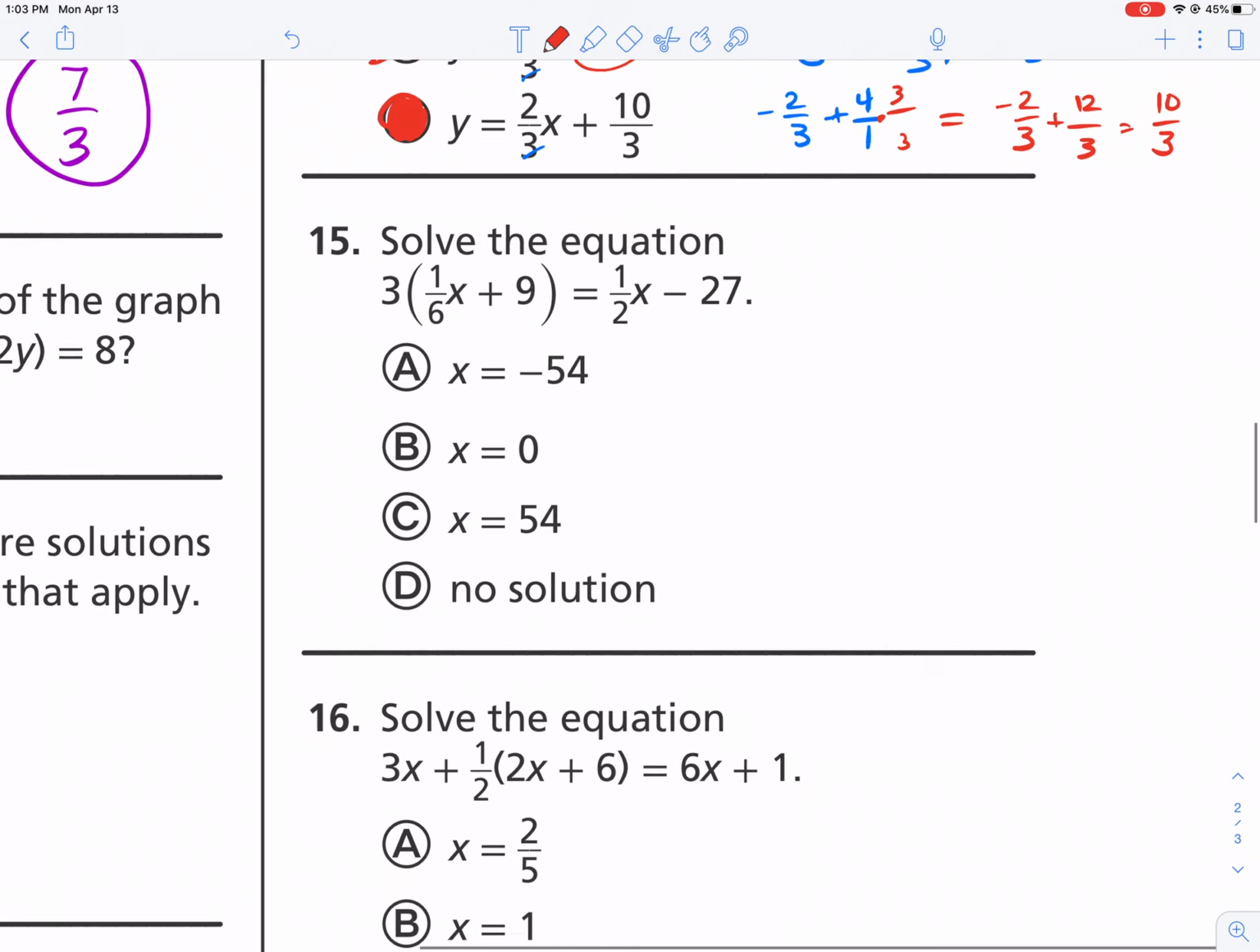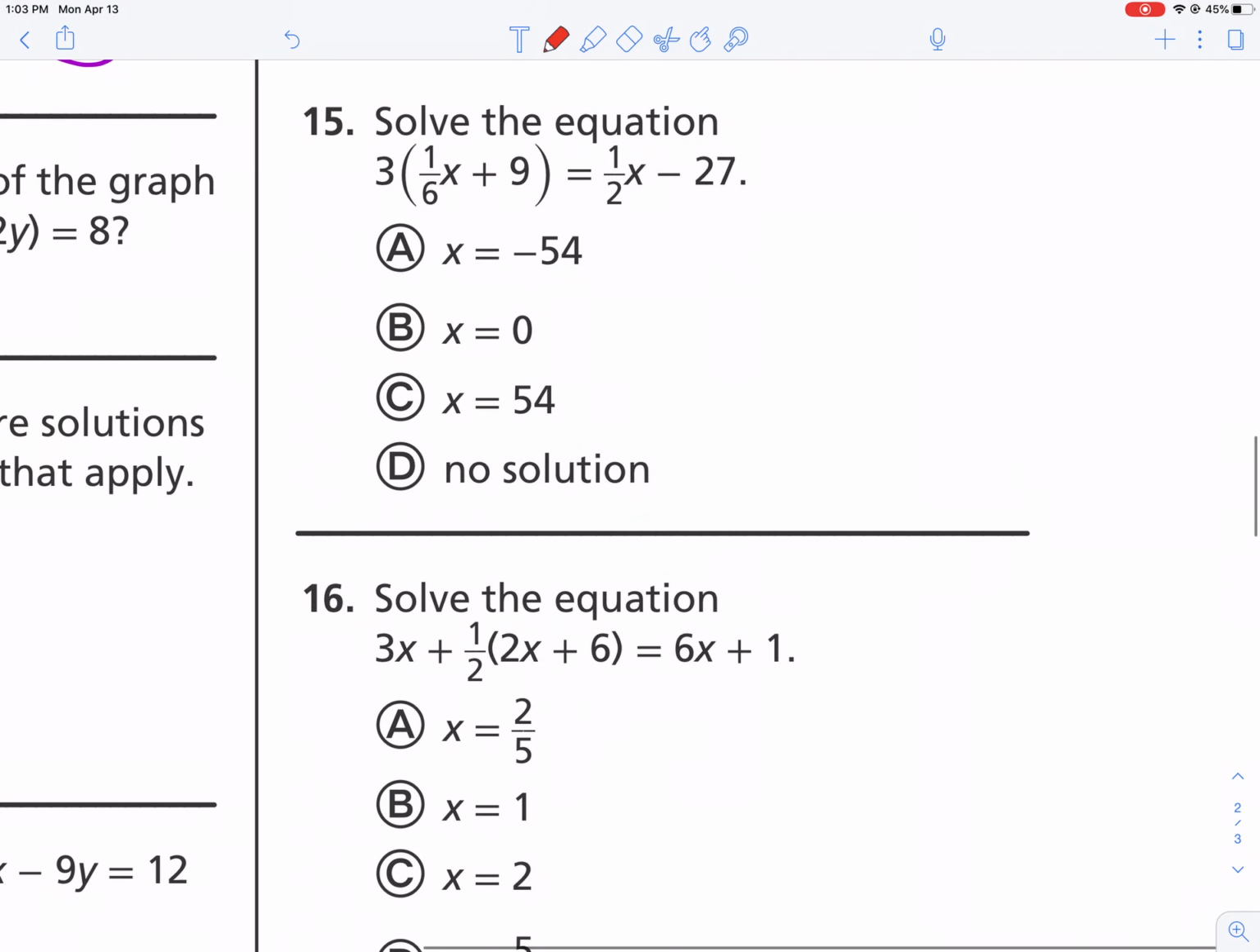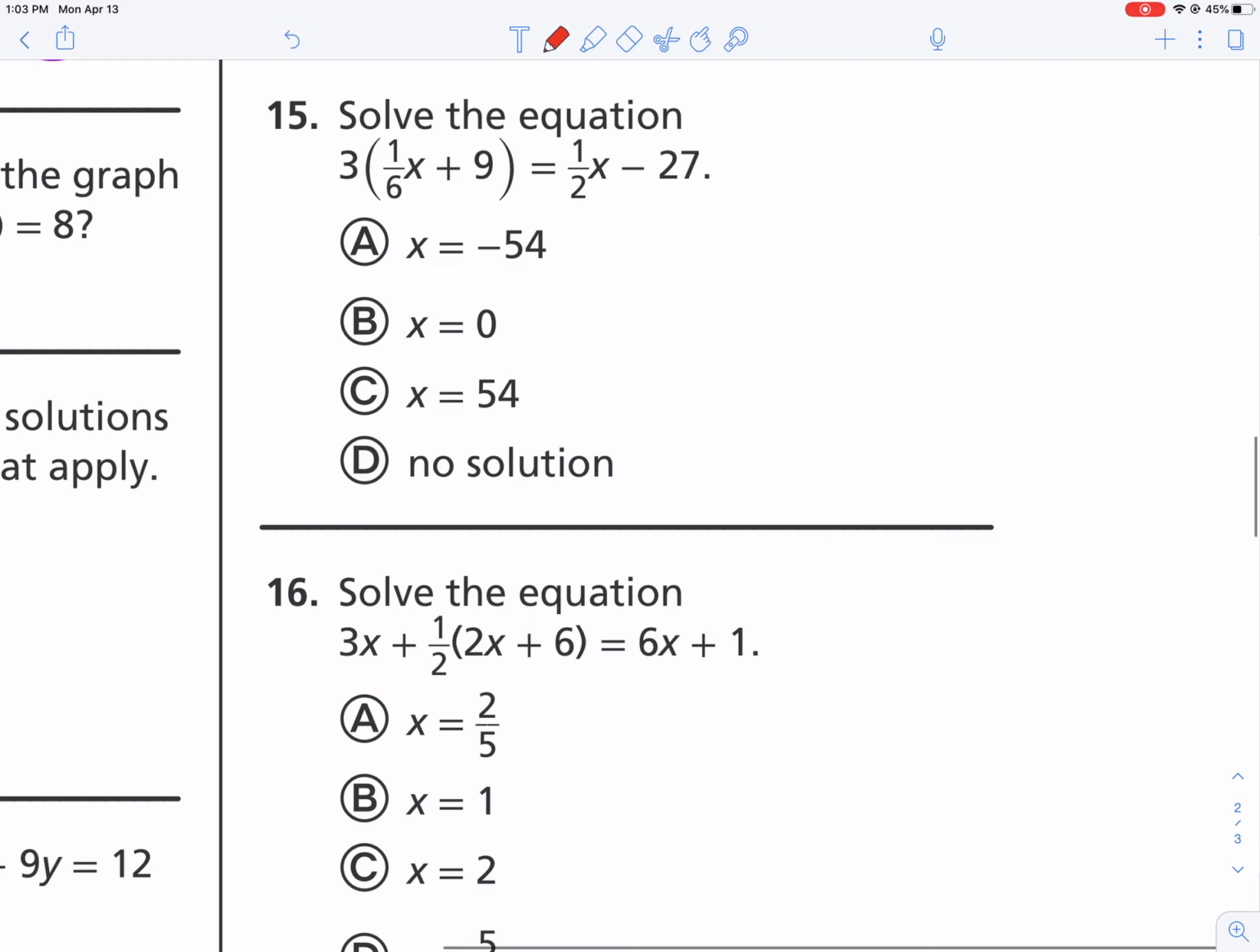Okay, moving on to number 15. These ones might look a little scary because we get some fractions we're going to be solving. Now there's a couple ways to do this. You can take your multiple choice options and you can plug them in and see if they work. Okay, but what if it's no solution? And I guess we pick that one last. So that might be just as much work than if we just solved it. So we're going to go through and we'll solve it together.